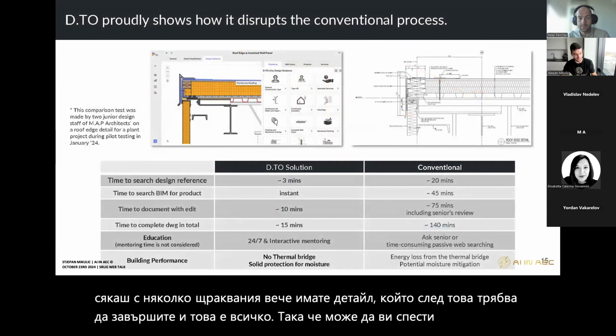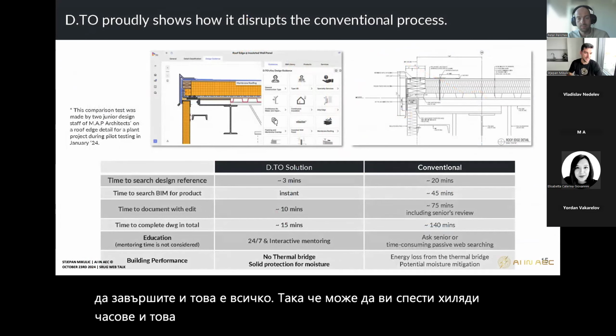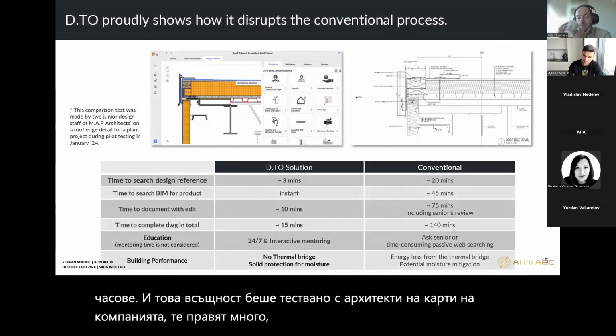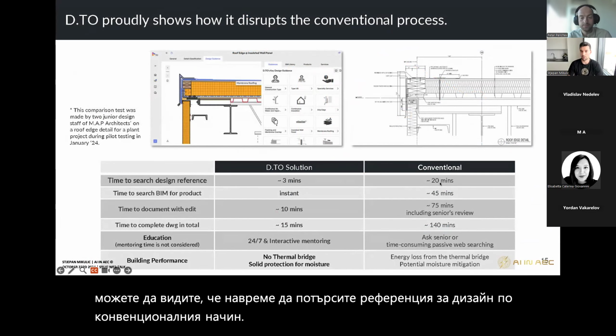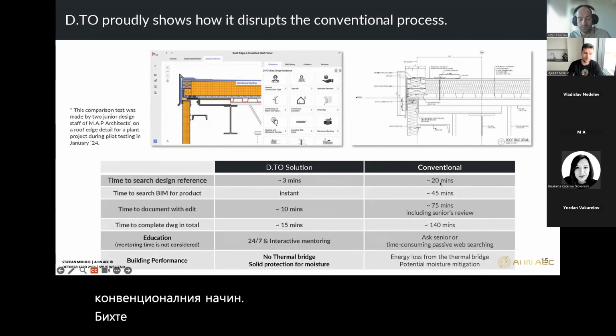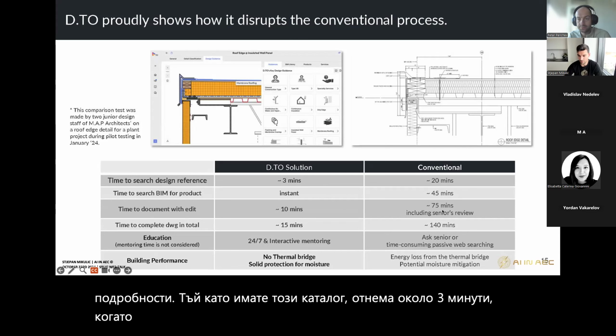And this was actually tested with a company, Map Architects. They do a lot of data centers in the United States. In the time to search for a design reference in the conventional way, you would look for 20 minutes in books, online, whatever. With DTO, because you have that catalog, it takes around 3 minutes. Documenting conventionally takes an hour and 15 minutes. Usually with documentation here, it's like 10 minutes just to finish up. And then to complete the DWG, you can see it's much faster.